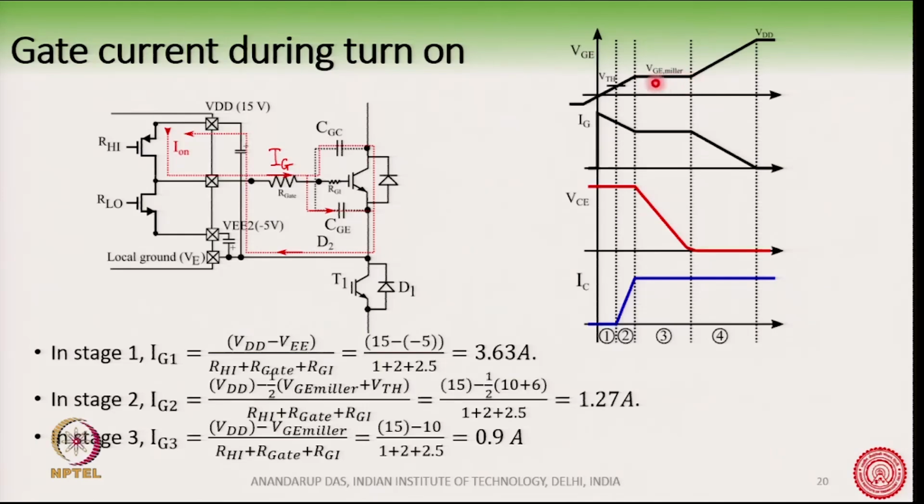In stage 3, the VGE voltage is equal to VGE Miller. So, therefore, IG3 is 15 minus 10 divided by this, and it is 0.9 ampere. So, we can get a rough approximation of the magnitude of current which is required, and the gate driver circuit should be able to supply this magnitude of current.